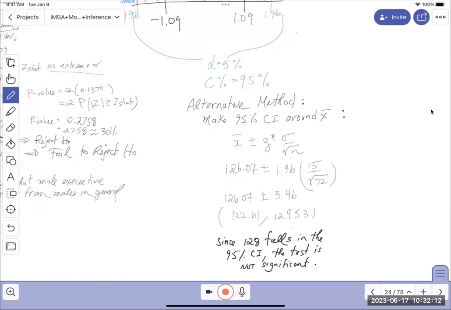So we didn't falsify the null hypothesis. We didn't find evidence that 126 is just as good as, or just the same number as 128. So this is much faster. This is only possible for a two-sided test.